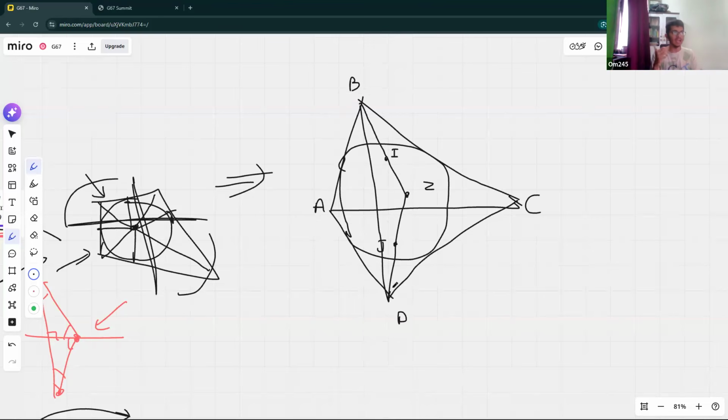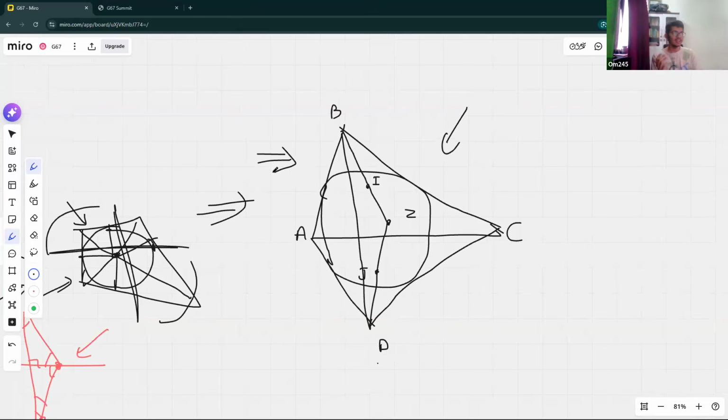Can we prove BIZD is cyclic? If you prove this in the diagram, then that implies this has to have an incircle. And can you prove it here? You might feel we need to use cyclicity, and yes, true. But is there a way? Are there some good properties about I and J?